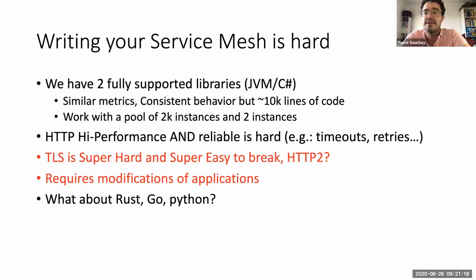Those client-side load balancing APIs usually deal with pools of 2,000 instances, for instance, with many clients and so on. And just a few changes in those libraries might degrade the performance quite a lot. So when you are changing something in this code, it's very hard, and you have to be very careful.